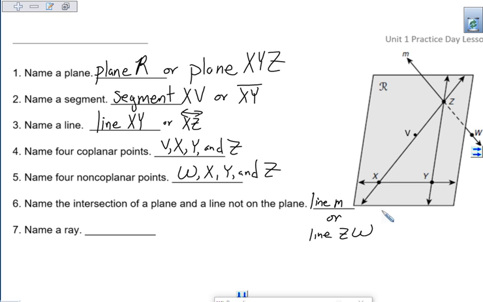Then we need to name ray. There are several in this. So you could say ray ZW, or ray VZ, or if you're using your symbol, ray VX.